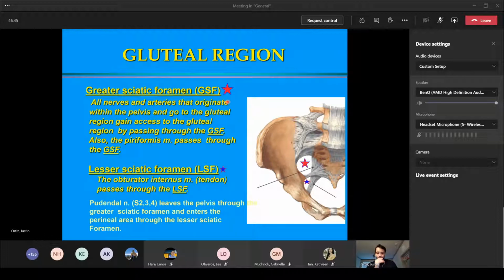This is high yield, knowing what goes through the greater sciatic foramen and what goes through the lesser sciatic foramen. So remember, this is going to be the greater sciatic foramen, and this is going to be the lesser sciatic foramen. So the important things that go through the greater sciatic foramen are going to be, which we'll talk about, the piriformis. We'll talk about a bunch of muscles, actually a bunch of nerves that go through there. The pudendal nerve is actually going to go through the greater sciatic foramen and back out the lesser sciatic foramen.